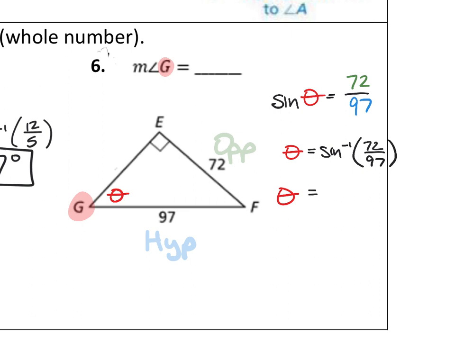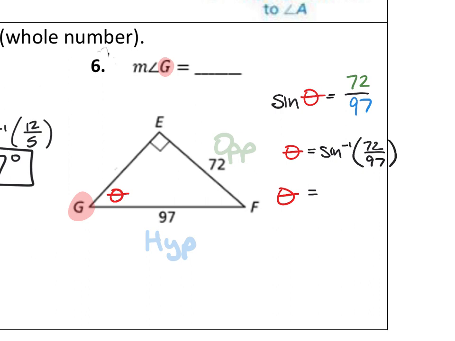When we're setting this one up, we should have picked sine. Did we all pick sine to use? Opposite and hypotenuse is the part of SOHCAHTOA which is sine. So I do 72 divided by 97, because that's the opposite over the hypotenuse.